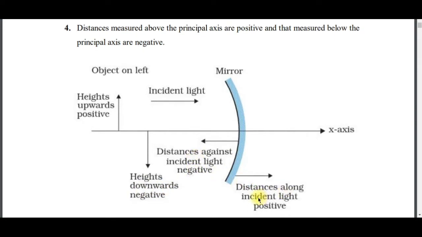Distance along the incident light is positive, so behind the mirror it is also the same case, because the incident light is in this direction. So it is applicable in front of the mirror and back of the mirror. But if it is against the direction of incident light, it is negative.